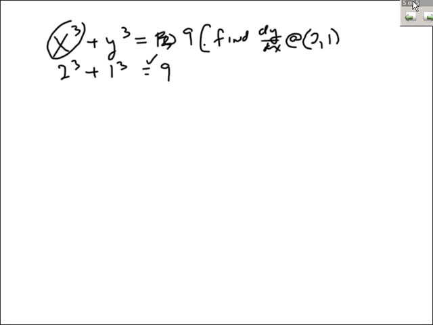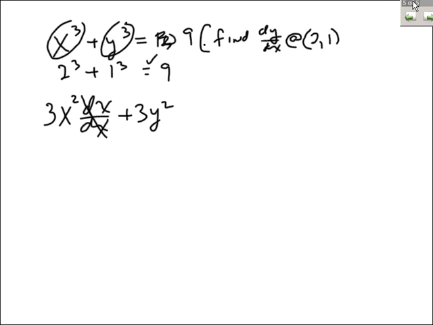The derivative of x cubed is 3x squared. X cubed is in terms of x, and we're taking a derivative with respect to x. Fine, that cancels out. Plus, the derivative of y cubed is 3y squared dy/dx. Y cubed is in terms of y with respect to x, and this is equal to 0. The derivative of 9 is 0.